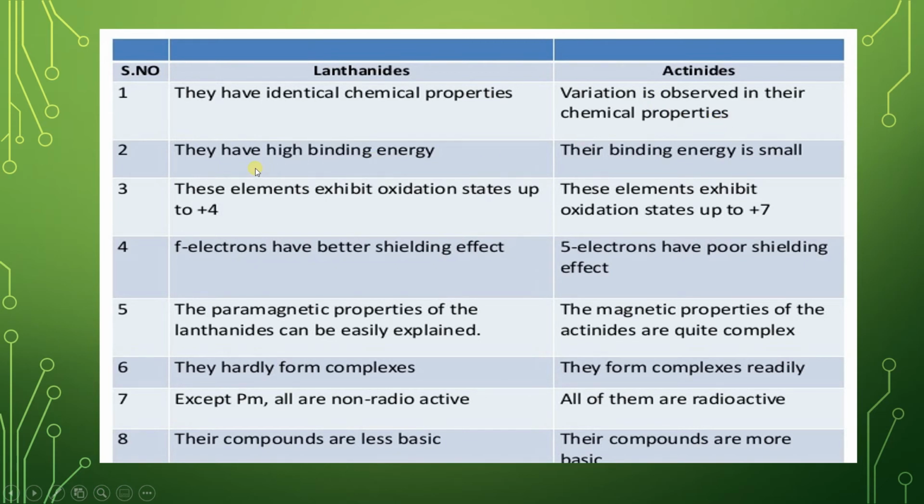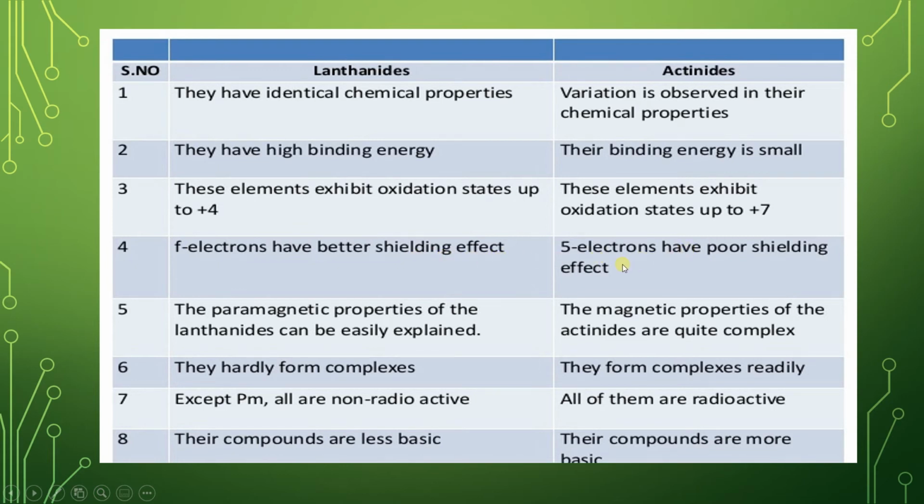In lanthanides, they have high binding energy. Actinides have binding energy is small. Lanthanides elements exhibit oxidation states up to +4. Actinides elements exhibit oxidation states up to +7. In lanthanides, F electrons have better shielding effect.